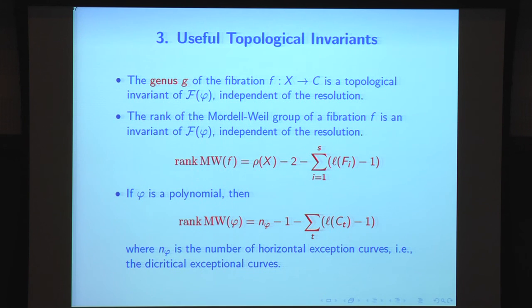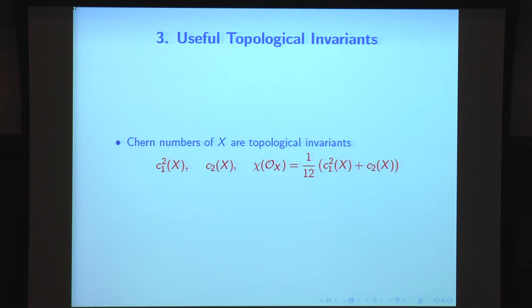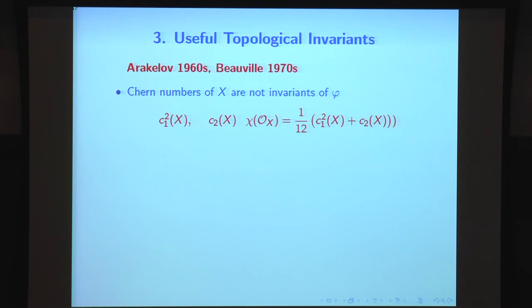Okay, some other numeric invariants from the fibration. Of course, we have three numeric invariants, the Chern numbers of the surface. But this is not useful because it is independent of the family. So the second one is the relative canonical invariants, relative invariants of the fibration. For example, here is the relative canonical divisor defined by this formula. This one depends on the fibration.